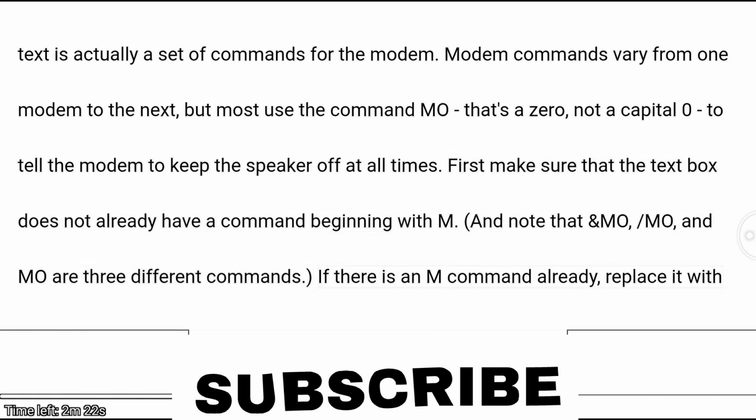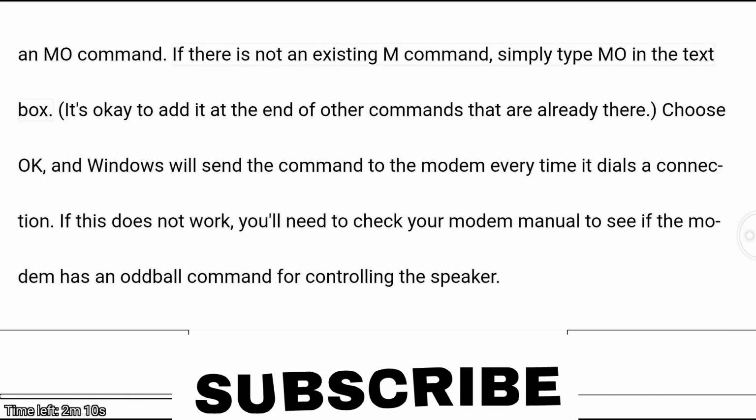If there is an M command already, replace it with an M0 command. If there is not an existing M command, simply type M0 in the text box. It's okay to add it at the end of other commands that are already there. Choose OK, and Windows will send the command to the modem every time it dials a connection. If this does not work, you'll need to check your modem manual to see if the modem has an oddball command for controlling the speaker.